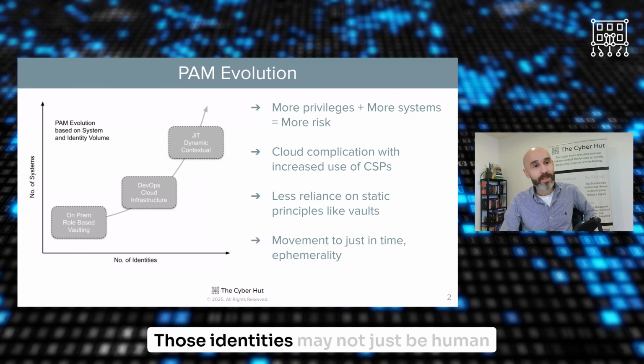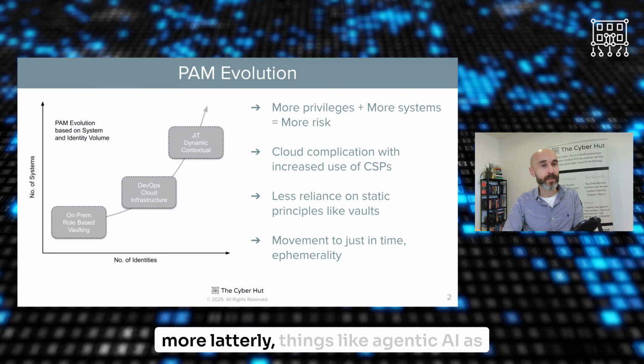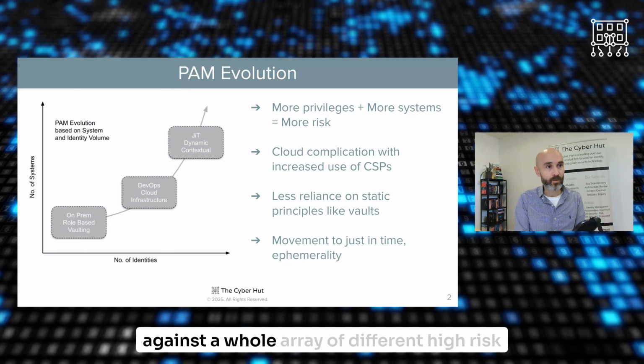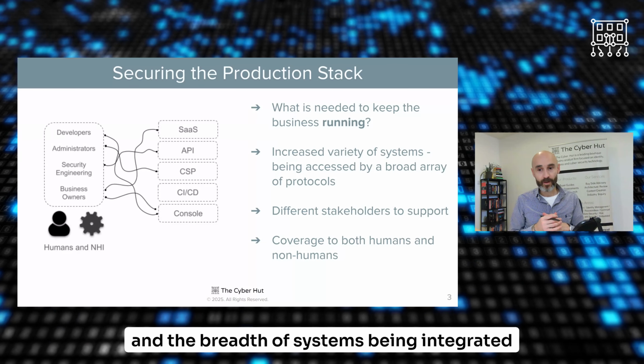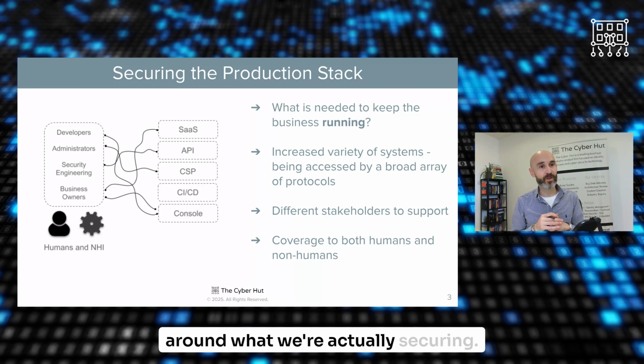And of course, those identities may not just be human-centric. They could well be non-human workloads, services, and more latterly, things like agentic AI as well, performing non-deterministic functions against a whole array of different high-risk events and systems. The increase in the number and type of systems and the breadth of systems being integrated really means we need to think a little bit around what we're actually securing.